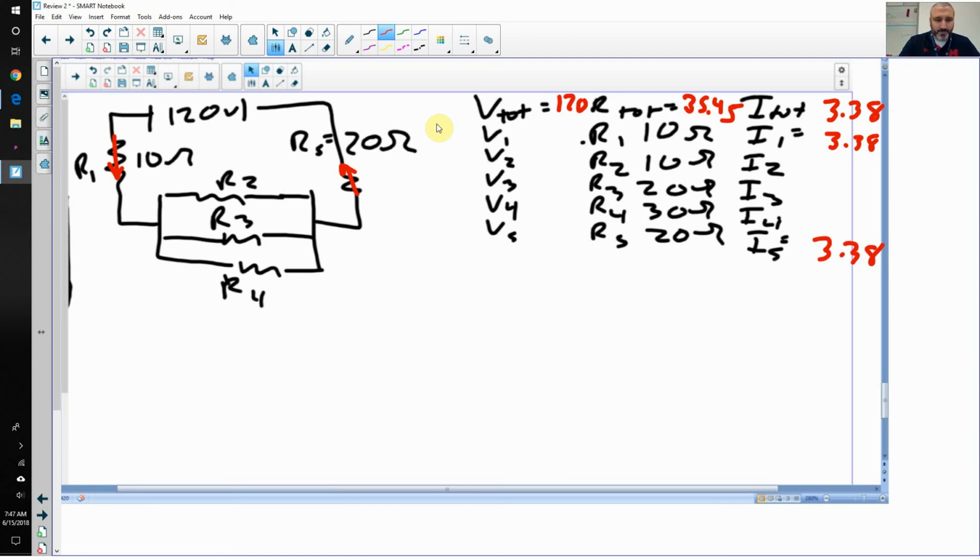3.38 times 10 is V1, 33.8, and then V5 is going to be 3.38 times 20, and that is going to be 67.6. Okay, so I'm up to about 100 volts now. That means I'm going to lose a little bit of volts here.